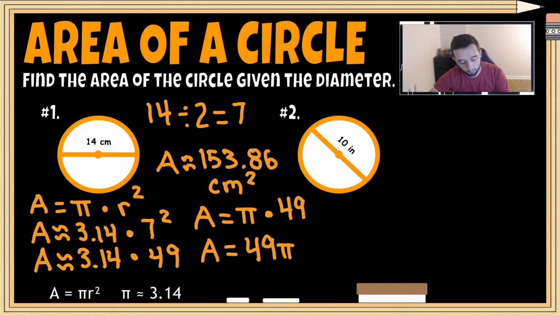So that's it for number one, and we're moving on to number two. So same thing, let's jot down our area formula. So we have area equals pi times the radius squared. And again, we're given the diameter, so let's cut it in half.